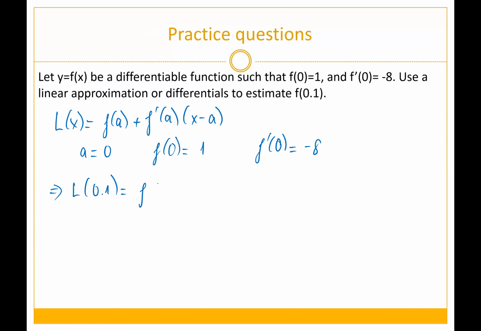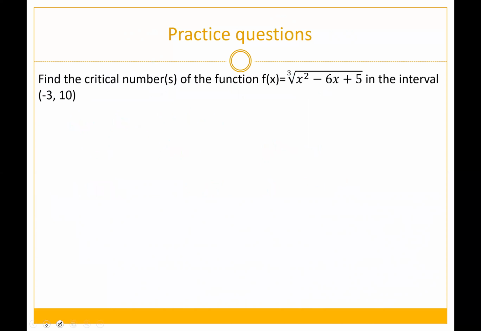It's equal to 1 plus negative 8 times 0.1 minus 0, which is going to be 1 minus 0.8, which is 0.2. So this is very easy. Just kind of like remind you guys a little bit because it's been a while since we touched on these materials. Next one is that we have find the critical numbers of this function in the interval.